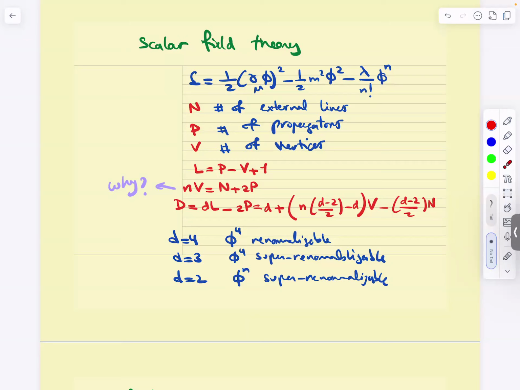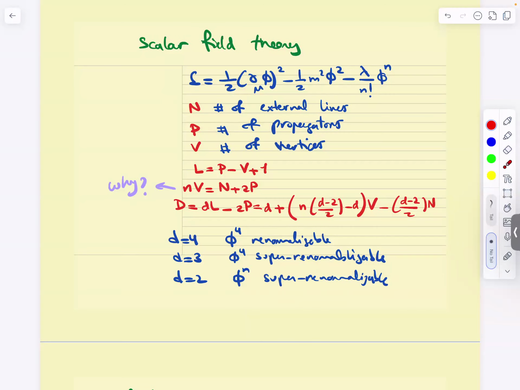If this power is 4, so little n is 4, and the space-time dimension is 4, this term vanishes. Is that right? Yeah, true. This term vanishes, so there's no dependence on V anymore, and we end up with a situation like QED. If n is 4 and the space-time dimension is 3, you end up with a super-renormalizable theory. If D is equal to 2, this is also super-renormalizable.